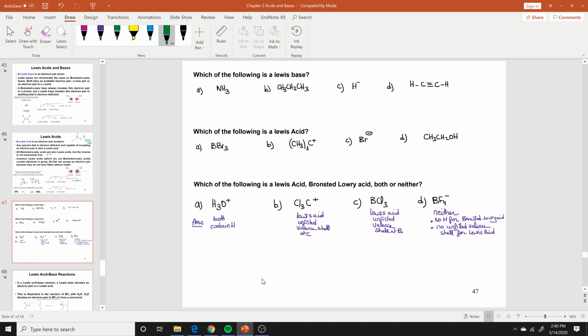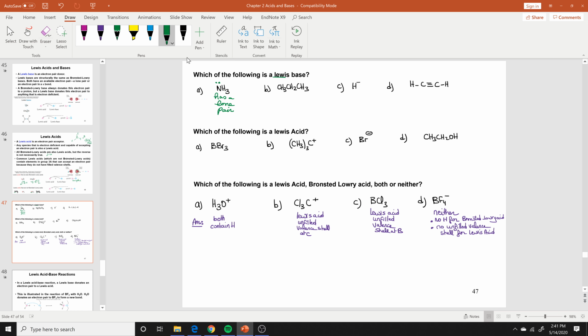So let's have here an example. Which of the following is basically a Lewis base? NH3, yes, it is a Lewis base over here because it has a lone pair. By definition, a Lewis base is a base that either has a lone pair or a double bond, or a pi bond, I mean. So Lewis bases and the Bronsted and Lowry bases are exactly the same.